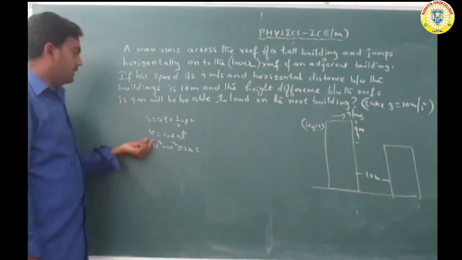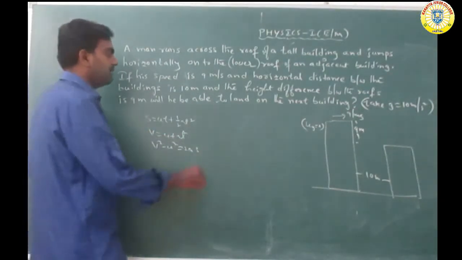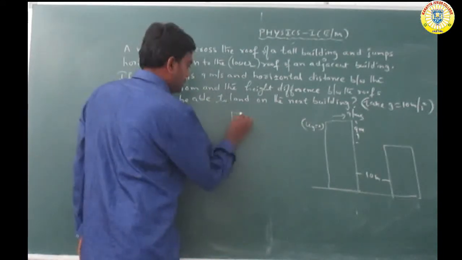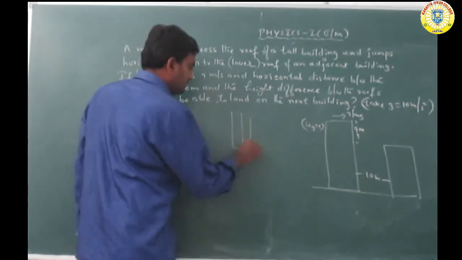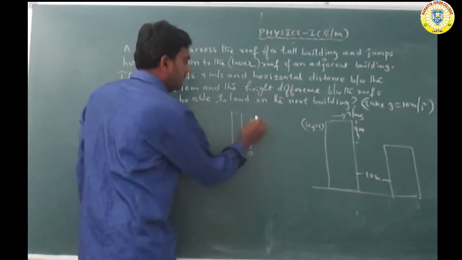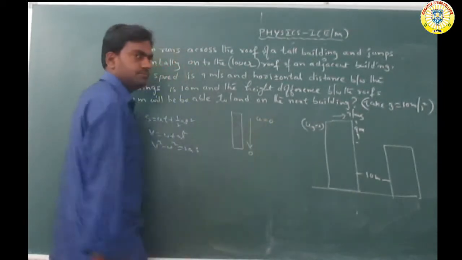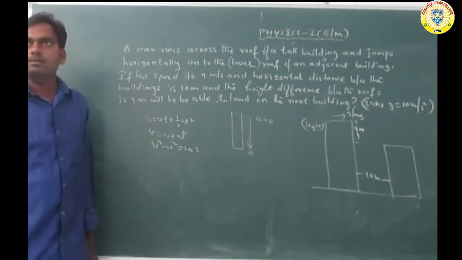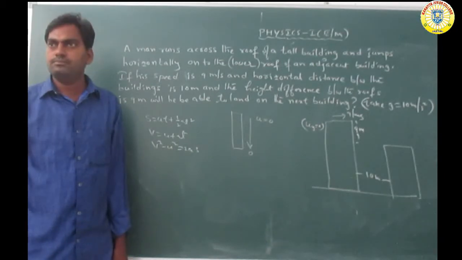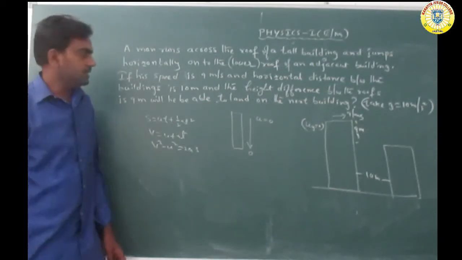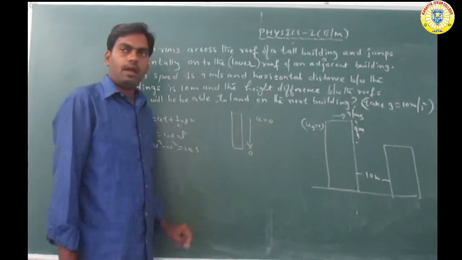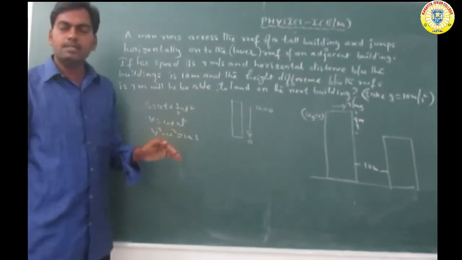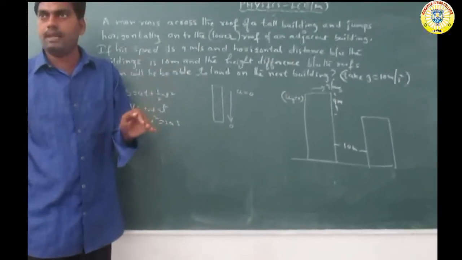Now first of all, we take a free falling body. For a free falling body, the initial velocity is taken as 0. Got it? So the initial velocity is 0, and the velocity increases gradually.